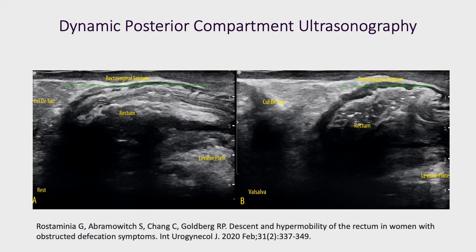Ultrasound techniques were performed as previously published in measuring the structures of the pelvic floor. However, I'd like to highlight the 2D dynamic ultrasound. Here, we demonstrate the posterior compartment with the cul-de-sac to the left and the levator plate to the right. Image A on the left is a patient at rest. Image B on the right is a patient on full Valsalva.